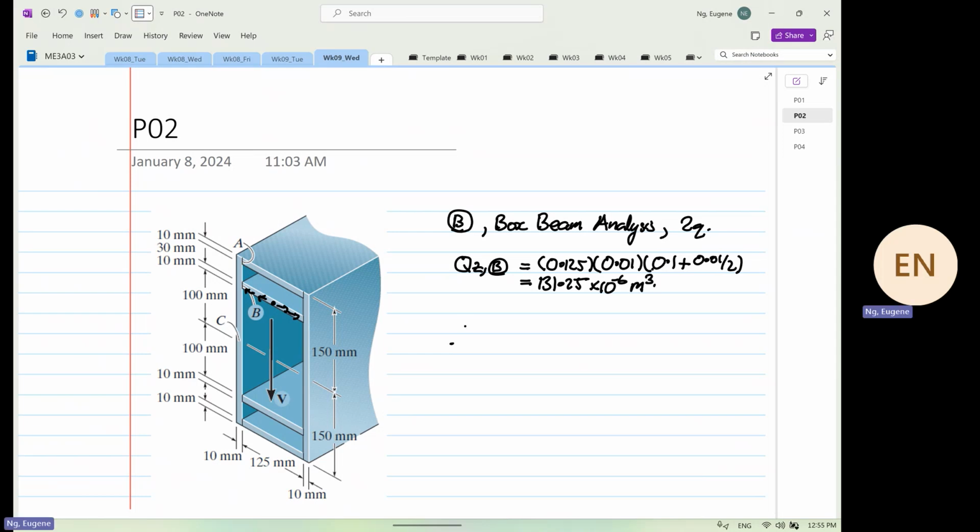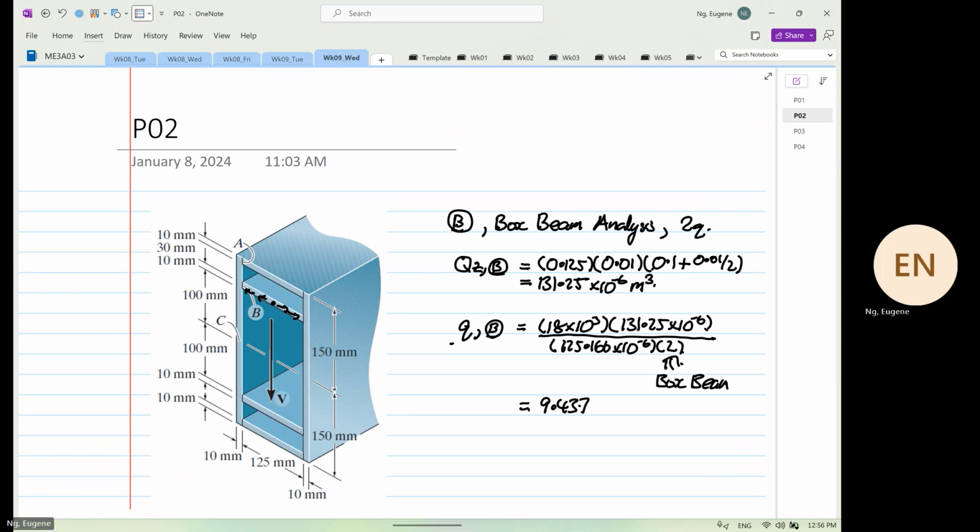So for this case, your shear flow Q at point B is equal to V over I. Our V is equal to 18 times 10 to the power 3 multiplied by 131.25 times 10 to the power minus 6, divided by your second moment of area, which is 125.166 times 10 to the power minus 6. And then you have to divide by 2 because it's what? Box beam. So this will be equal to 9.437 times 10 to the power of 3 Newton per meter.